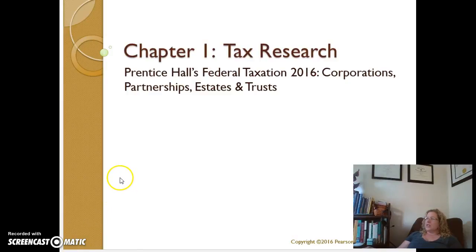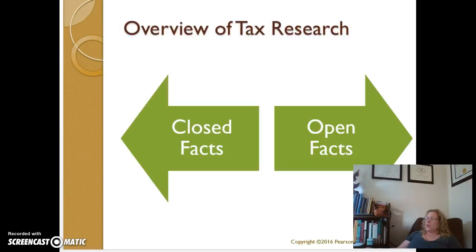This week we're going to begin to talk about corporate taxation. So you'll be using the corporate chapters in your book. Make sure you're looking at the right chapter. The first chapter is on tax research, and during this week we'll learn about closed facts and open facts situations.